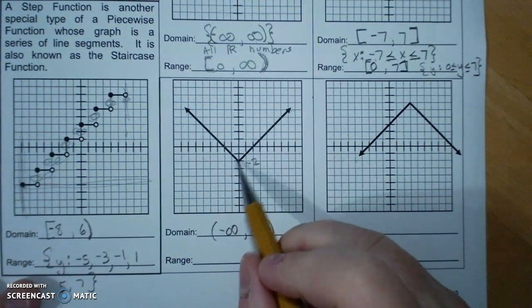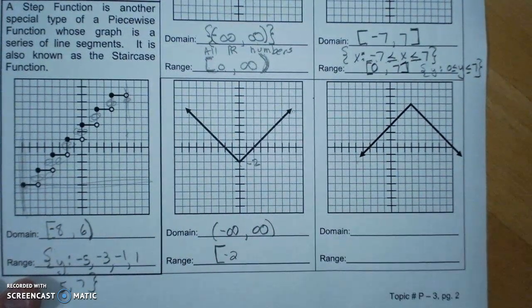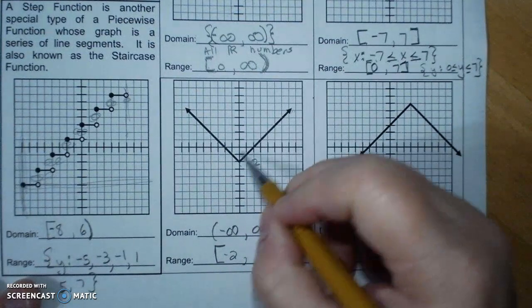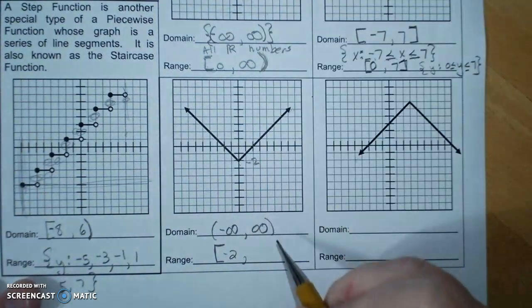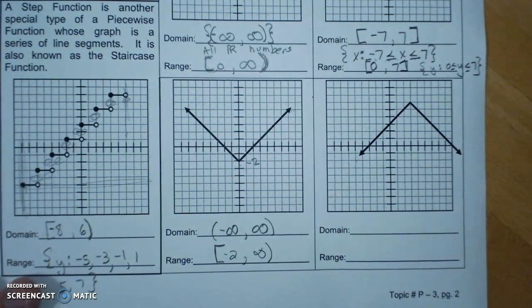Range, I can go as low as -2. It did touch -2. And because of the arrows, I can go anywhere up there. So that is infinity, and infinity always has a parenthesis.